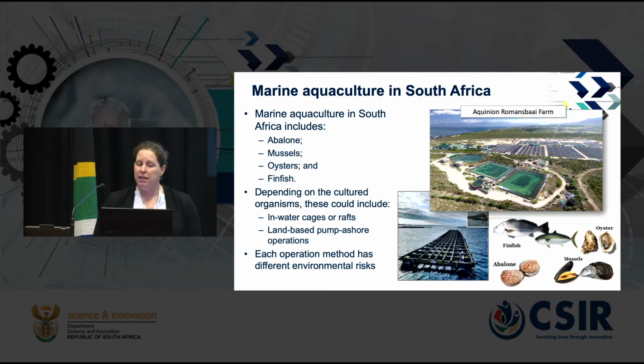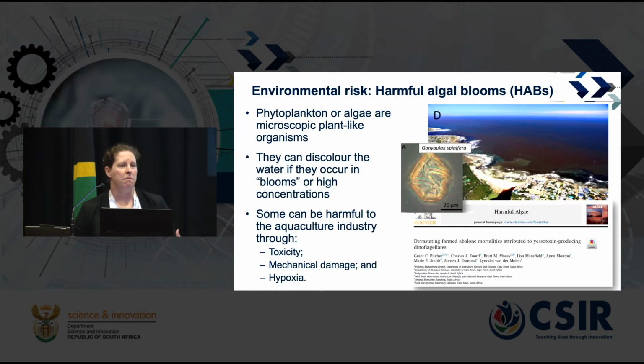If you are in the marine environment, unfortunately, in South Africa, you are exposed to harmful algal blooms. These are from microscopic plant-like organisms called phytoplankton, and although they are a vital part of a healthy ecosystem, some of them can be harmful to the aquaculture industry. This can occur through toxicity, where they're absorbed by organisms like mussels, and when consumed by people, it can be harmful to the person. Some of them can also cause mechanical damage to the species, for instance clogging of the gills. And these events, if they're big enough, can also cause hypoxia if a bloom collapses.